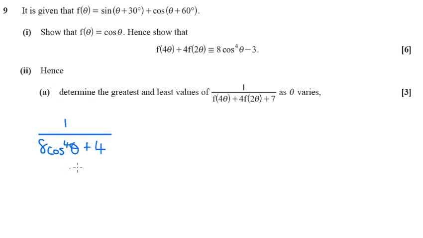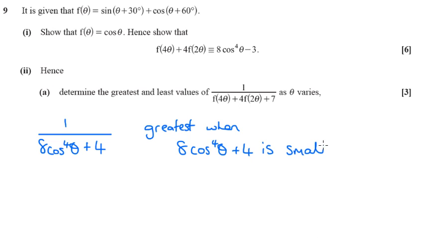So when will this be at its biggest? It will be at its biggest when the denominator of the fraction is at its smallest. So greatest when 8 cos to the power of 4 theta plus 4 is smallest. But when is that at its smallest?